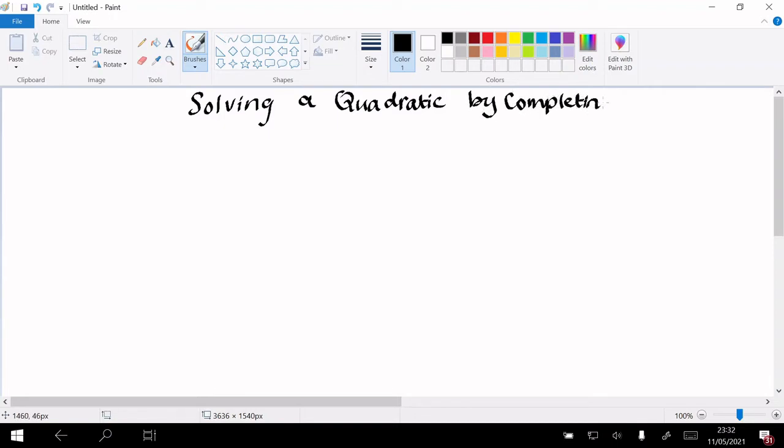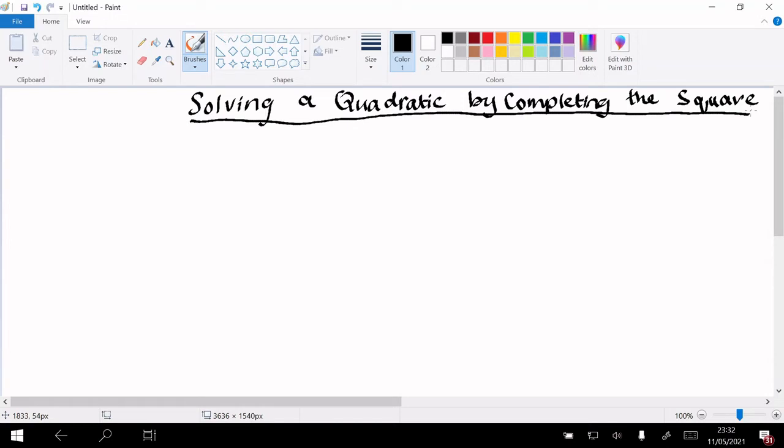I'll be shortly going through the completing the square method, but please don't worry, I will put another video with much more details and examples, because this is going to be more focused on how to solve rather than completing the square. Like I said, there will be another video that's just dedicated to completing the square.